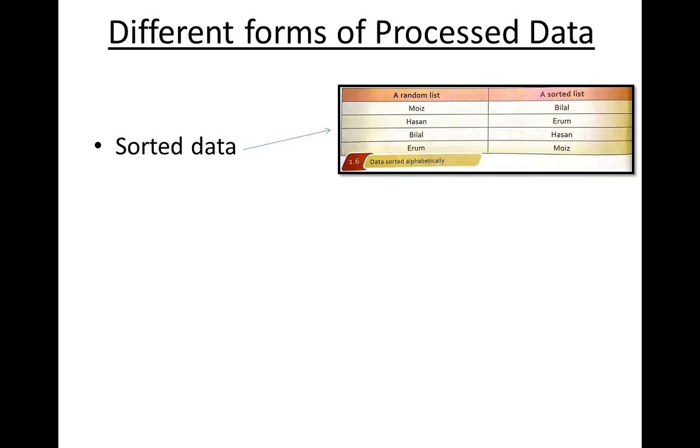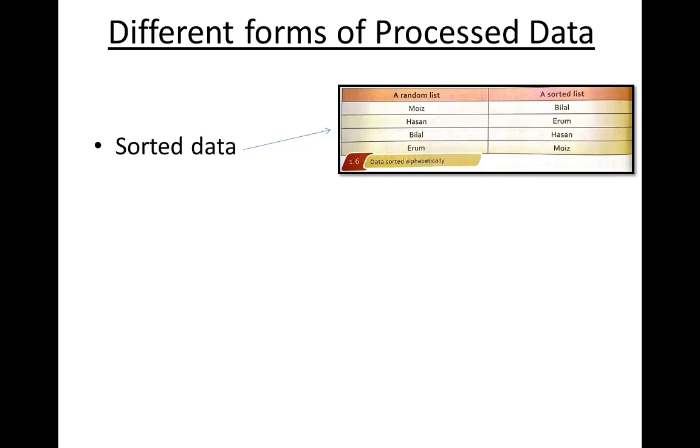Now students, we will try to learn about different forms of processed data. The first one is the sorted data. Sorting means organizing data according to some predefined criteria. The criteria may differ according to preferences and the use of information. For example, a teacher may want a list of students' names arranged alphabetically.